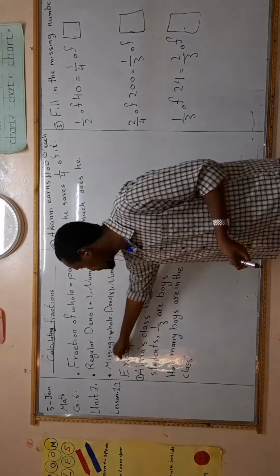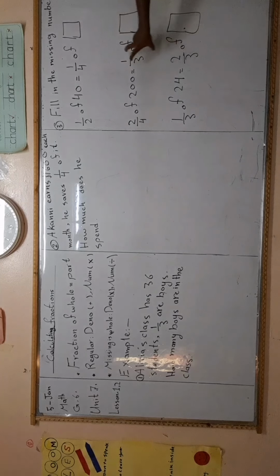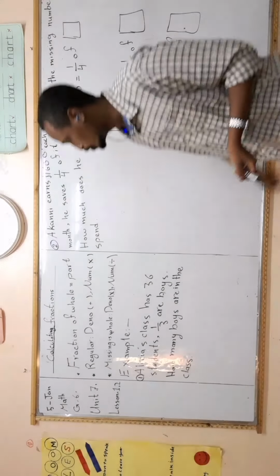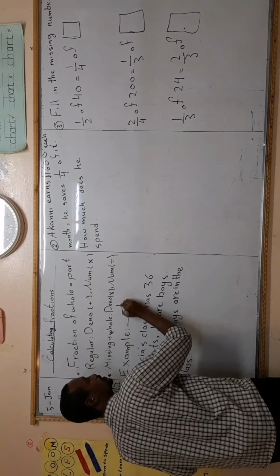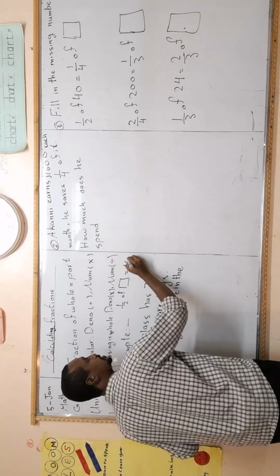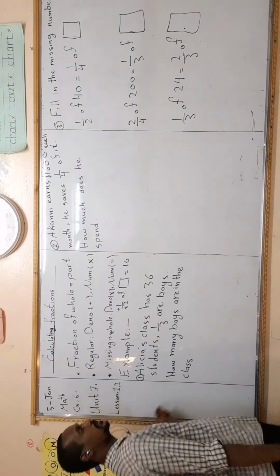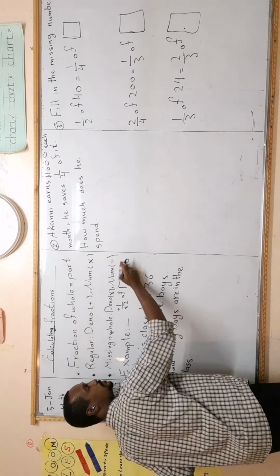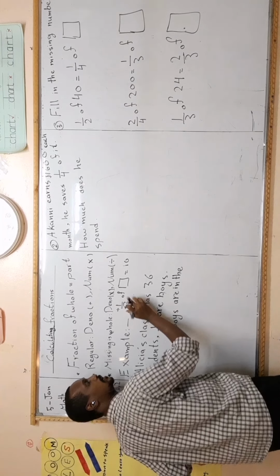If the missing number is the whole, for example, a fraction of the missing number equals the answer they give us, what should I do? For example, 1/2 of a missing number equals, for example, 10. I'm going to divide by this and multiply by this. I divide my number by the numerator and multiply it by the denominator.